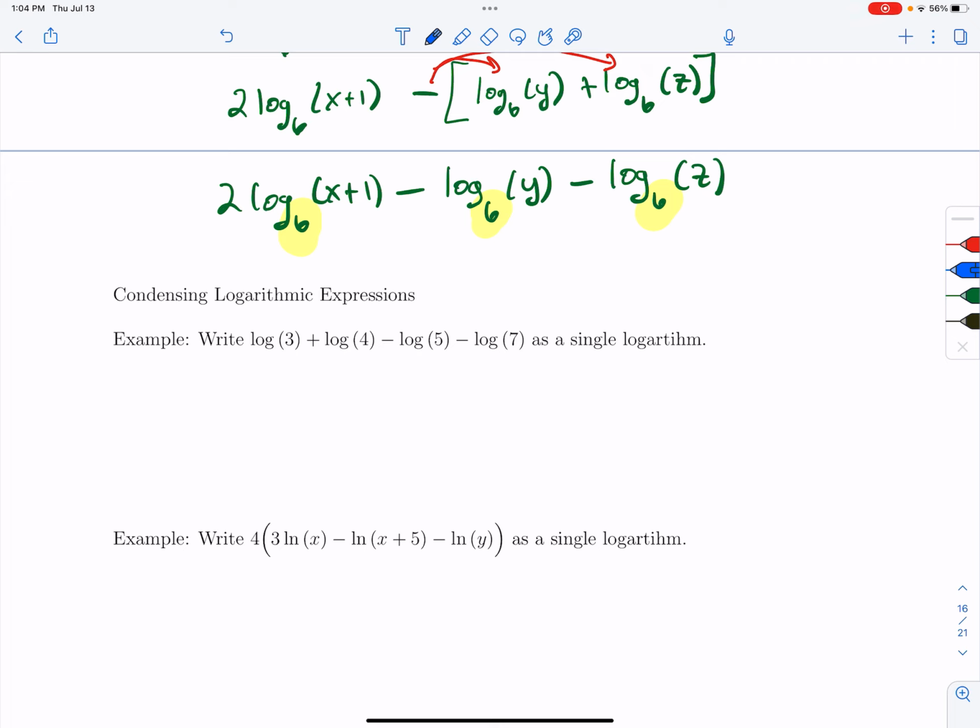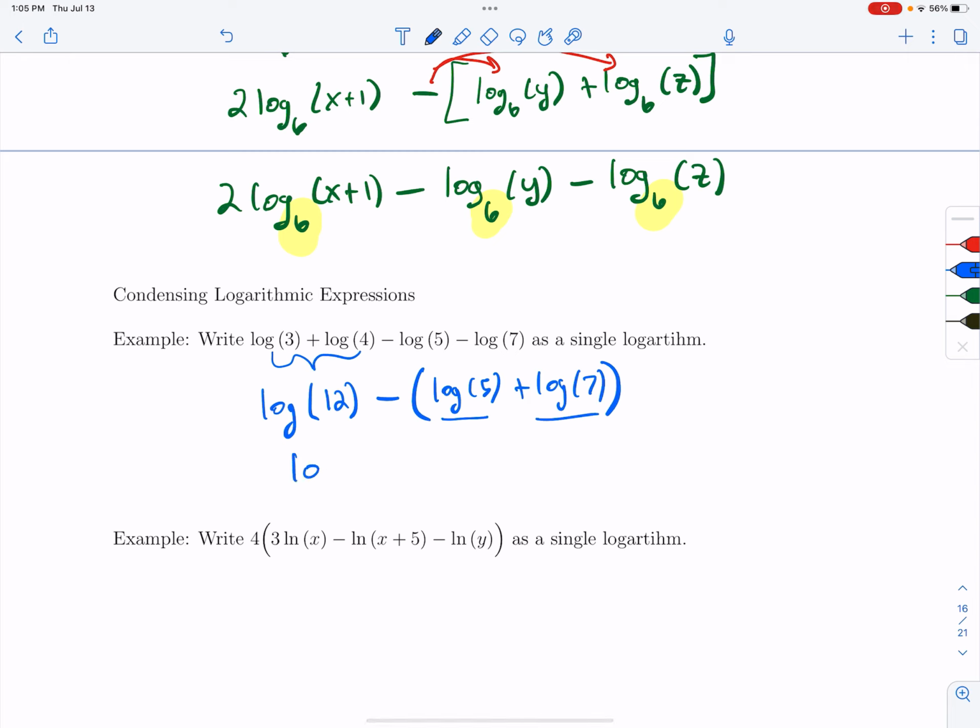And I'm just going to do 2 at a time here. So log base 10 of 3, log base 10 of 4. If I'm adding those, that means I'm going to multiply the arguments together. So this can become log base 10 of 3 times 4, so log base 10 of 12. And then I'm going to factor out that negative, plus log of 7. Okay, so now I can put these two together.